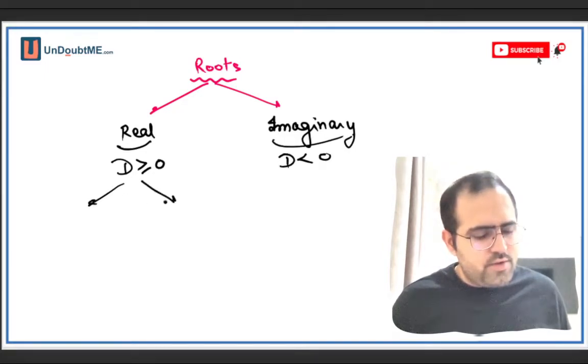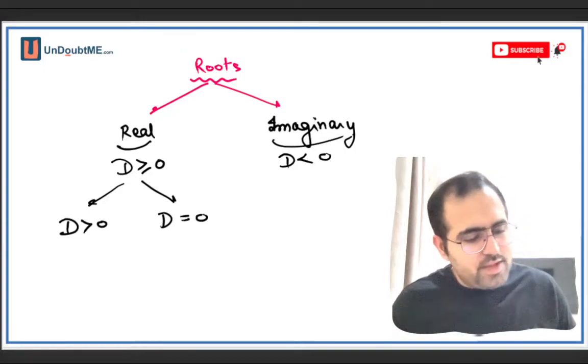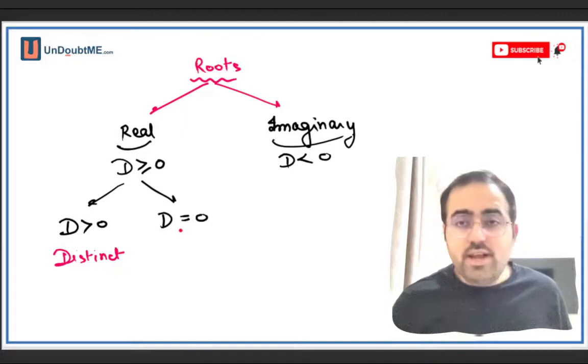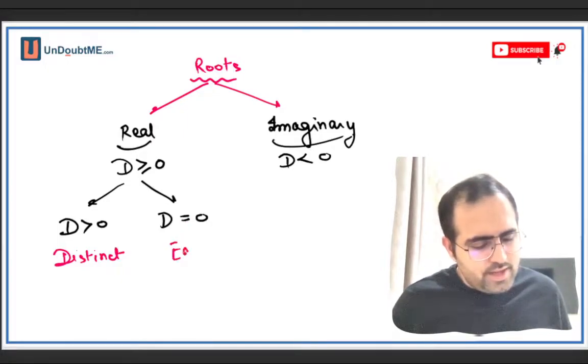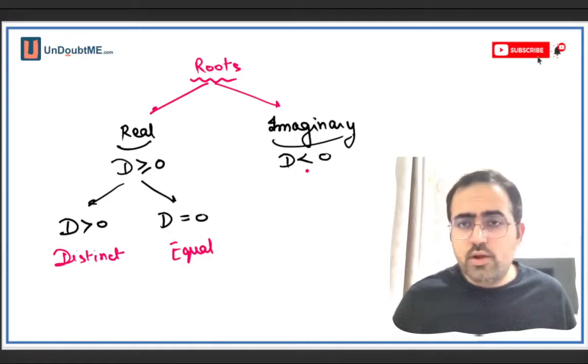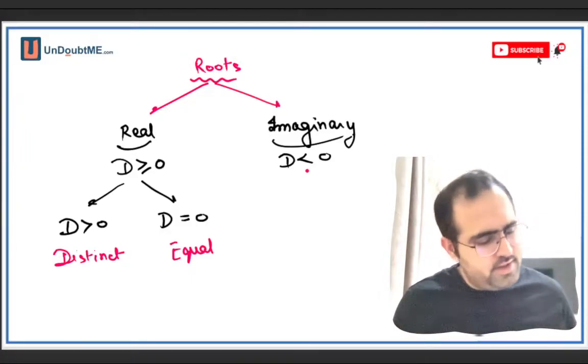For greater than or equal to 0 we have two further cases. One is greater than 0, one is equal to 0. When it is greater than 0, the roots will be real and distinct. When it is equal to 0, they will be real and equal. And when d is negative, the roots are imaginary, so we can't do anything with it. Now it is time to understand how all of them will be visible on the graph.